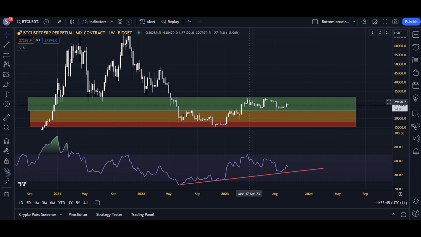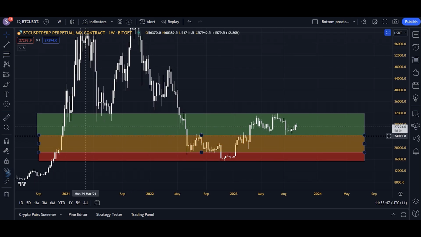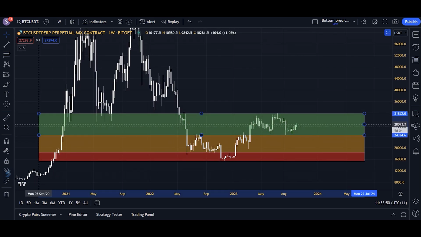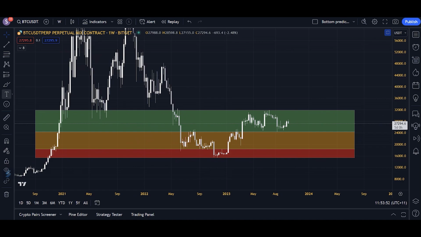So, starting off with the range-bound chart, this is quite possibly the most insightful Bitcoin chart you will see until we break this range. We have 3 distinctive ranges on Bitcoin. We have the range between 18K and 15K. We have the range between 24.5K and 18K. And we have the green range right now, which we're currently in, between 24.5K and 32K.